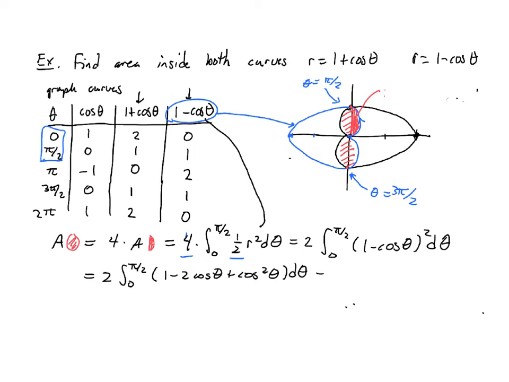And then you rewrite cosine squared using our trig identity. So we have 2 times the integral from 0 to pi over 2 of 1 minus 2 cosine theta plus 1/2 times 1 plus cosine 2 theta, and then with a d theta there at the end. And that's something that we can integrate pretty easily. Let me not write out all the details for that. The answer that I came up with is 3 pi over 2 minus 4.